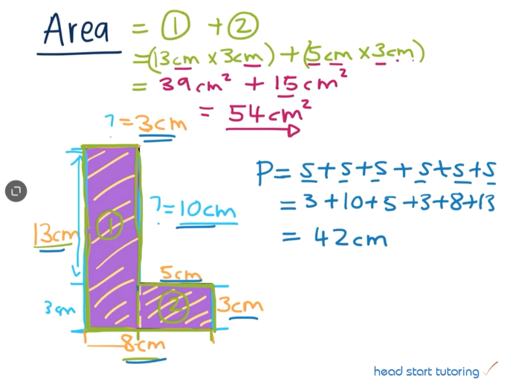Remember that you do not add the inside bits where you have divided the shape into 2 separate shapes. It is only the outside of the irregular shape. So the perimeter of this shape is equal to 42 centimeters.